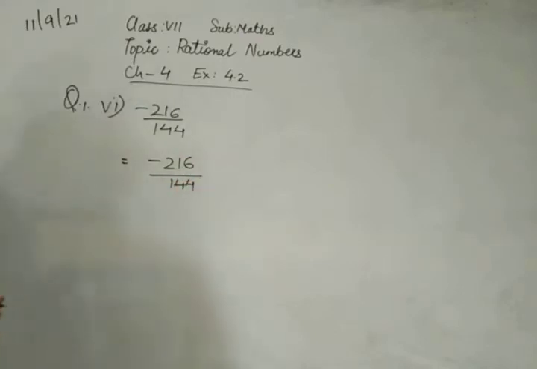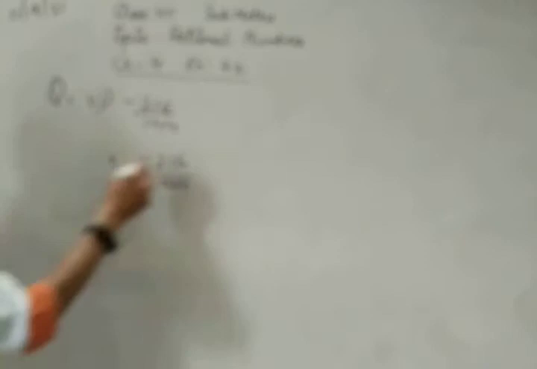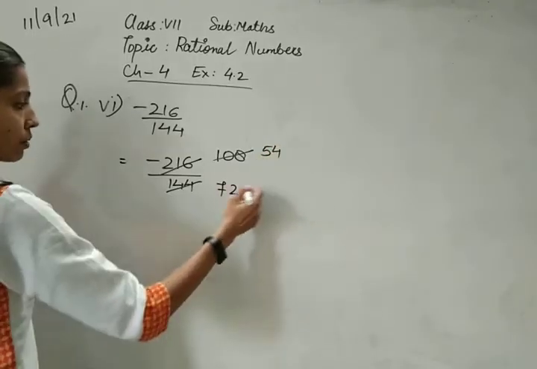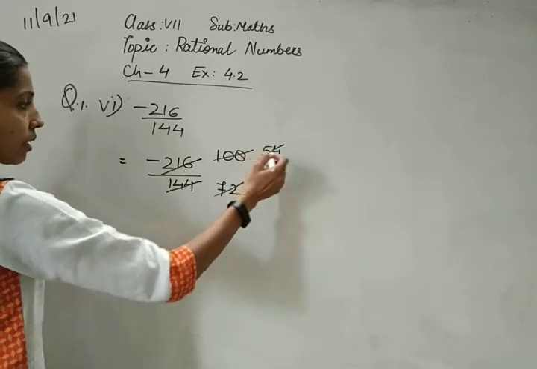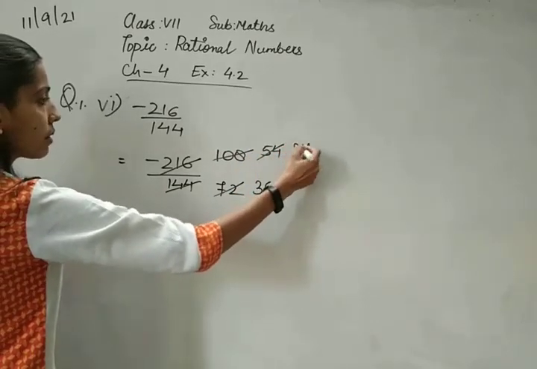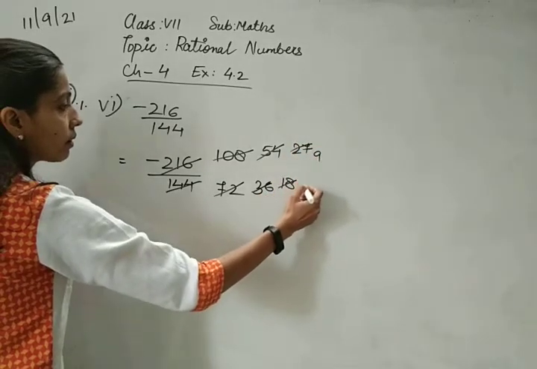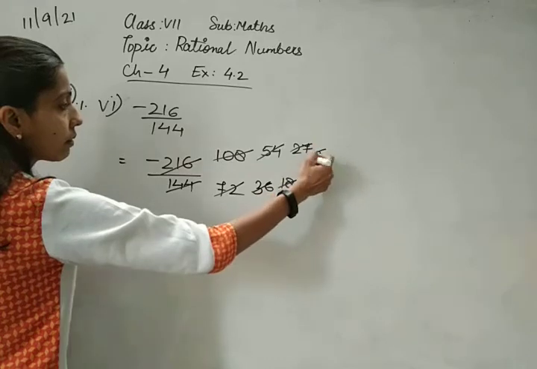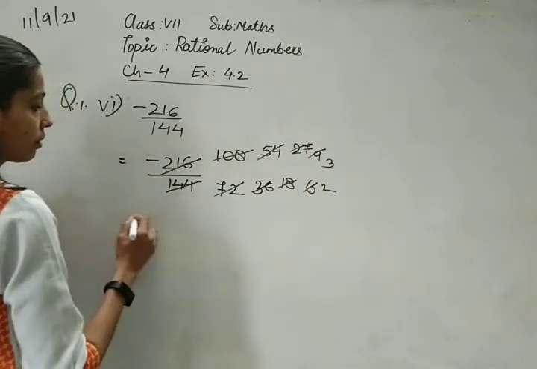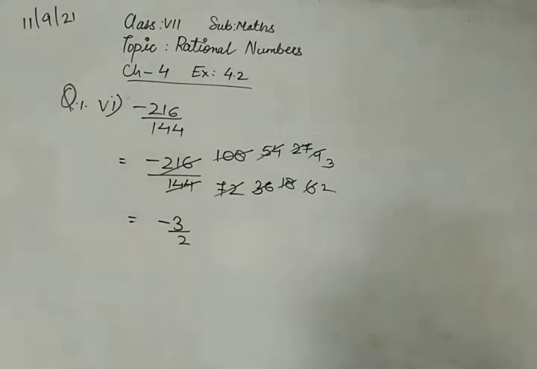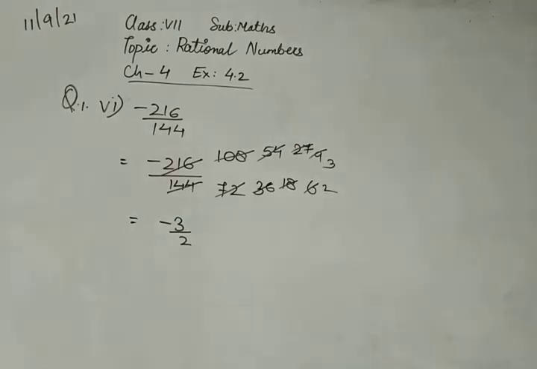You have to cut it by 2. Start from 2. 2 1s are 2, 2 8s are 16, 2 7s are 14, 2 2s are again 2, 2 5s are 10, 2 4s are 8, 2 3s are 6, and so on, until we reach 3 6s are 18, 3 3s are 9, 3 2s are 6. The answer will be minus 3 by 2. This is how you convert a number into standard form. This is the standard form of the rational number.